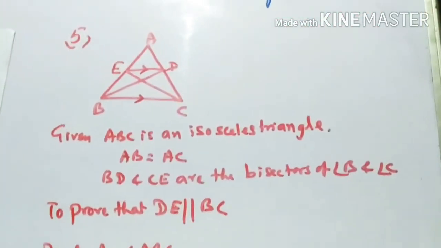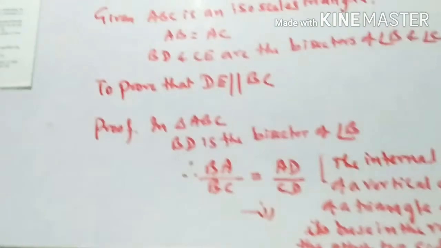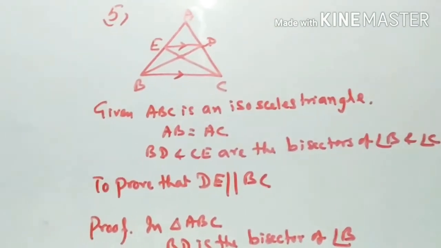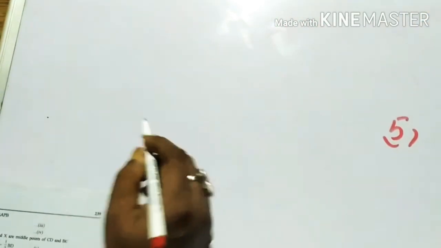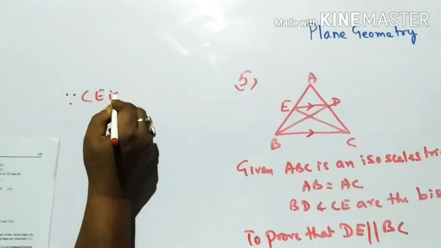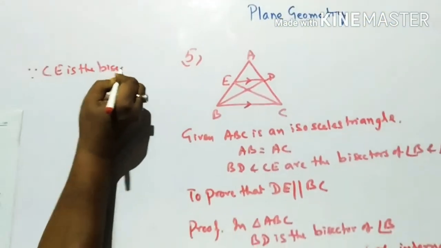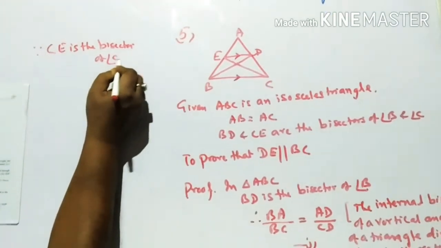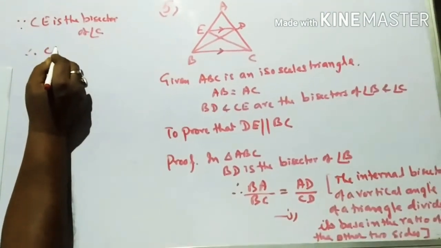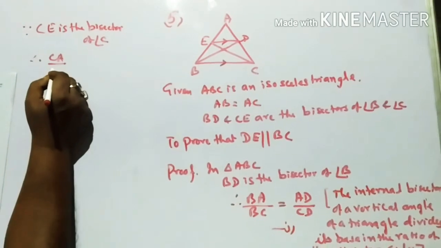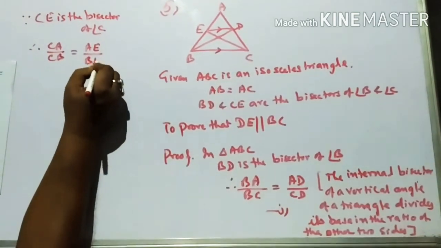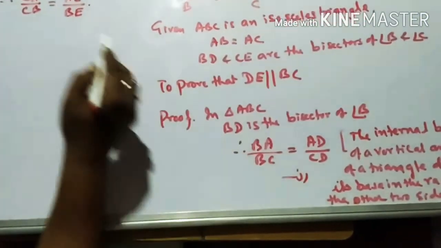Now again you will see that, since CE is the bisector of angle C, therefore I can write that CA by CB is equal to AE by BE. The same theorem. These two are the same theorem.